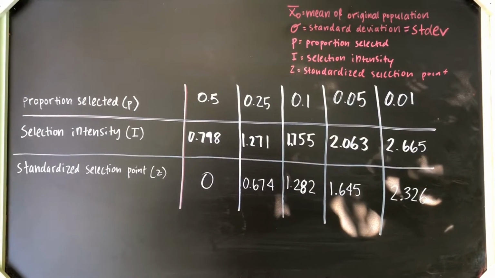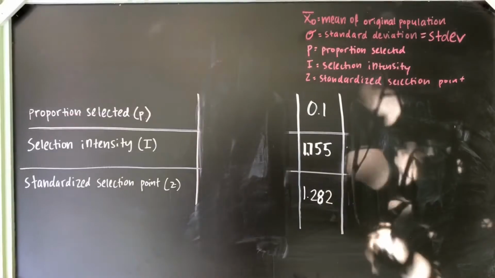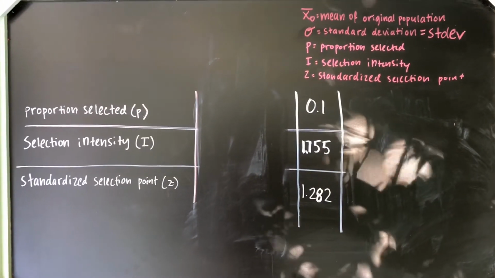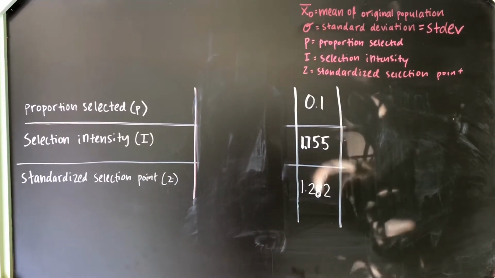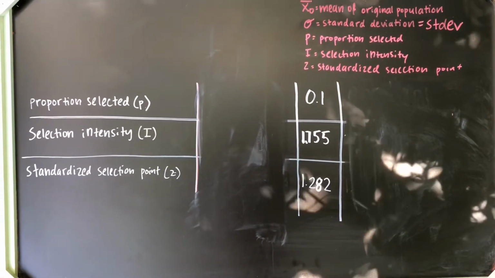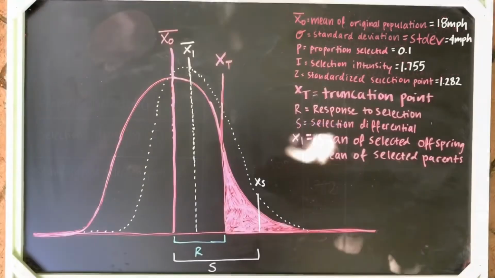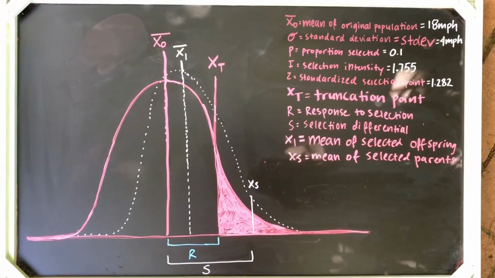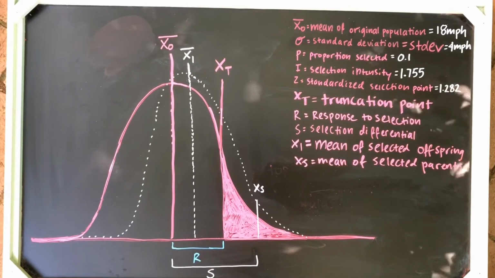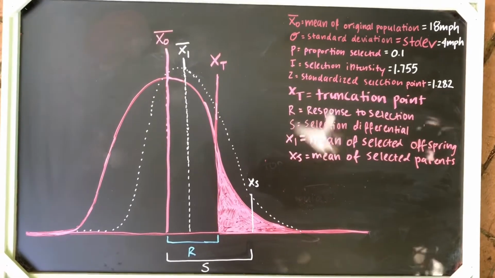To find the other variables that I need, I can use a table with standardized values. Since I'm going to breed the top 10% of my population, my proportion selected is 0.1, my selection intensity is 1.755, my standardized selection point is 1.282. Alright, so here is my graph, and all the calculations I'm about to do are going to tell me which numbers go with which part of the graph.